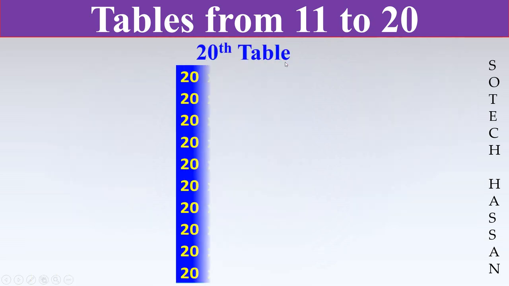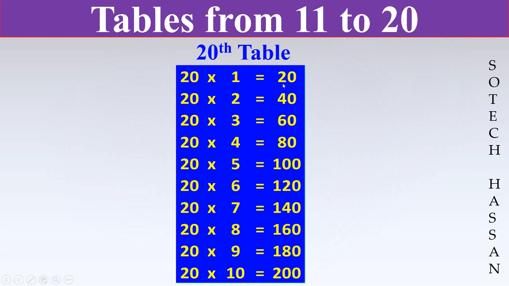20th table. 20 ones are 20. 20 twos are 40. 20 threes are 60. 20 fours are 80. 20 fives are 100. 20 sixes are 120. 20 sevens are 140. 20 eights are 160. 20 nines are 180. 20 tens are 200.